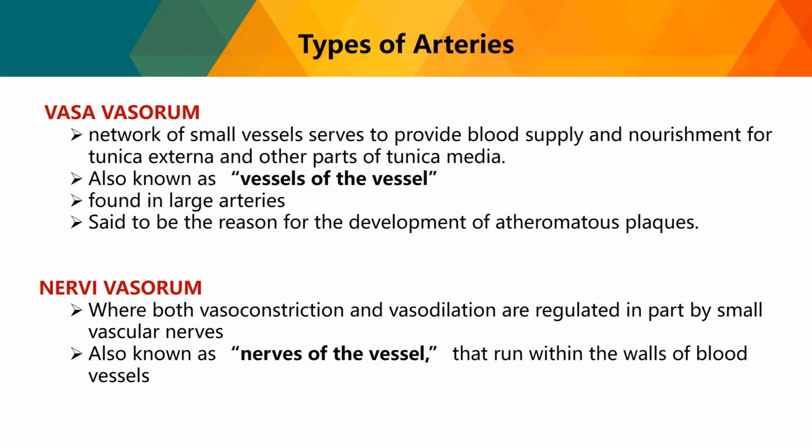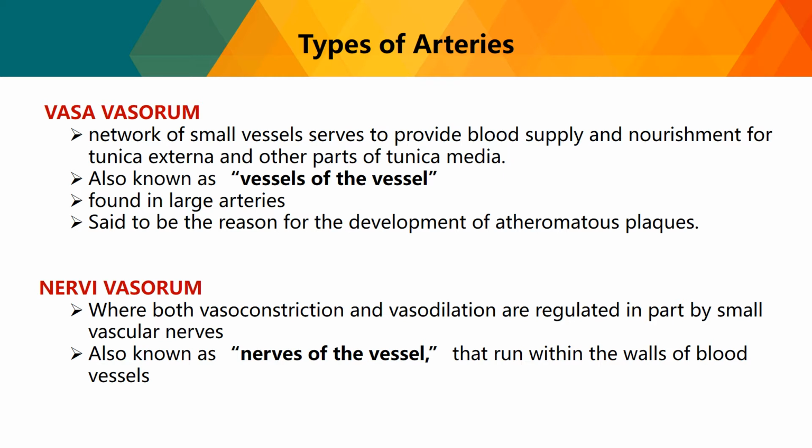So it is usually found in large arteries, and it's said to be the reason for the development of atheromatous plaques. Okay? So when you say atheromatous plaques or atheroma, it is an abnormal accumulation of material in the inner layer of the artery. So this material consists mostly of macrophage cells or debris like lipids. Okay, so that's your atheromatous plaques.